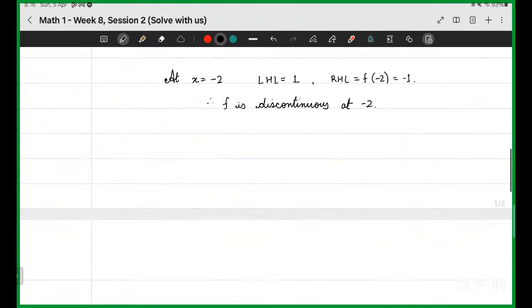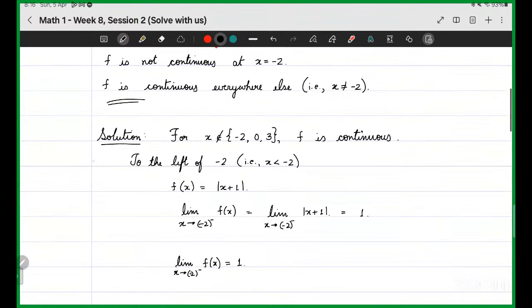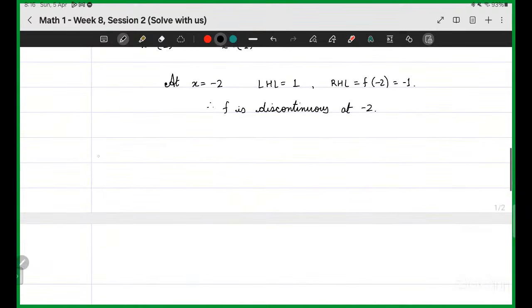So this was for case 1, x is equal to -2. So we have resolved that case. Case 2, x is equal to 0. What is the LHL at 0?